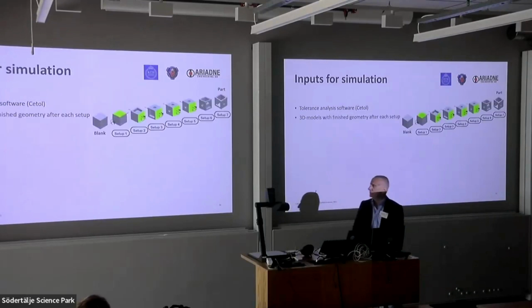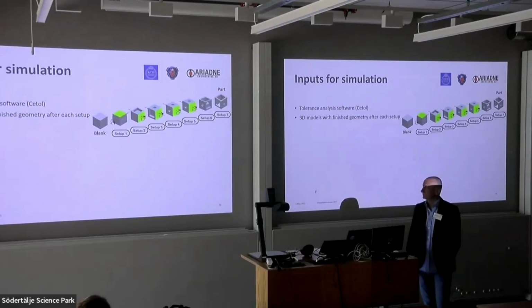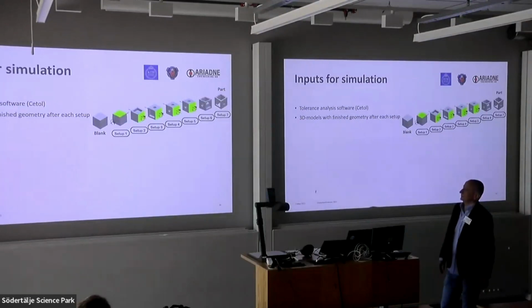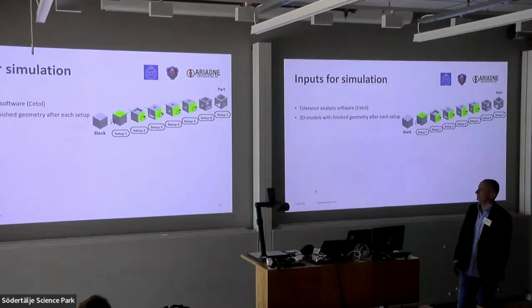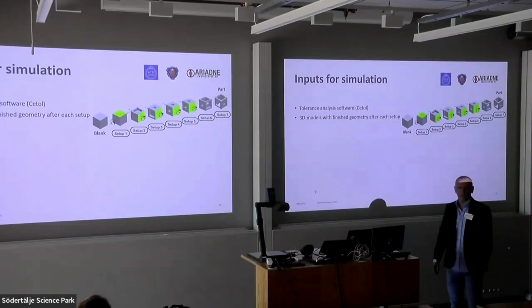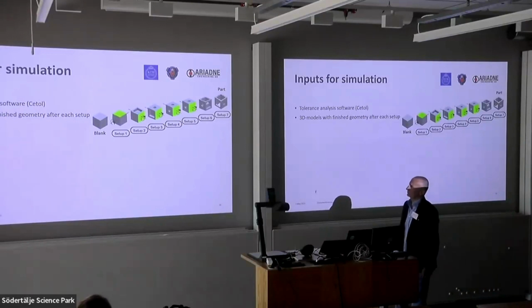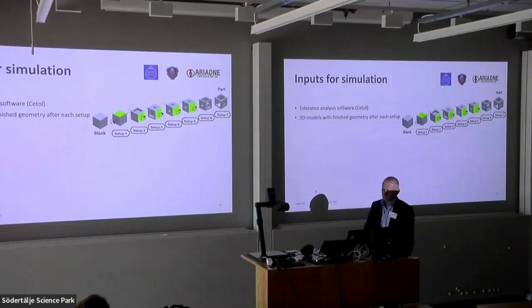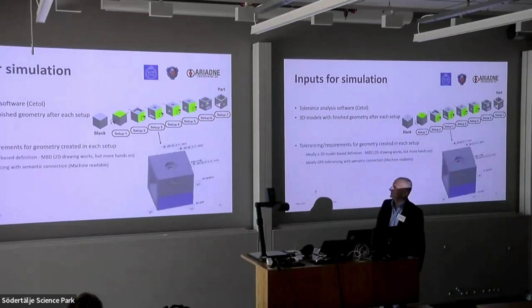The second component is geometry. So we modeled all the processes in several steps. And in this case, we had 7 steps. 5 of them were relevant for tolerance analysis. The last 2 are just material removal from the box, from the cube. So we model all 5 geometries and have them in the tolerance analysis system.